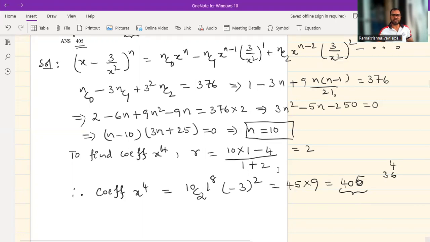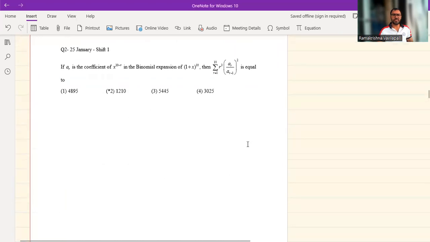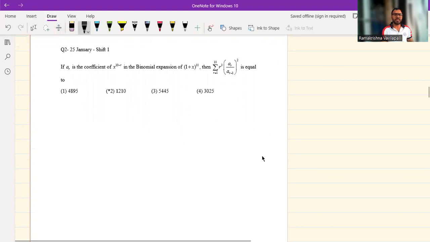Now move to the next question. Here you see, A_r is the coefficient of x^(10 - r) in the binomial expansion of (1 + x)^10. Then what is the sum from r = 1 to 10 of r^3 (A_r/A_(r-1))^2?